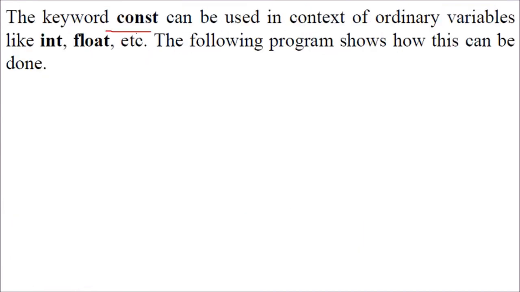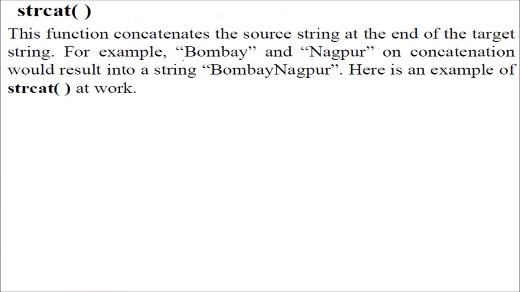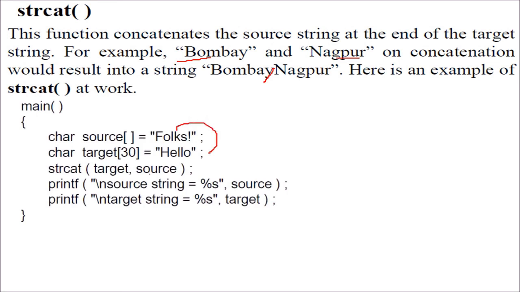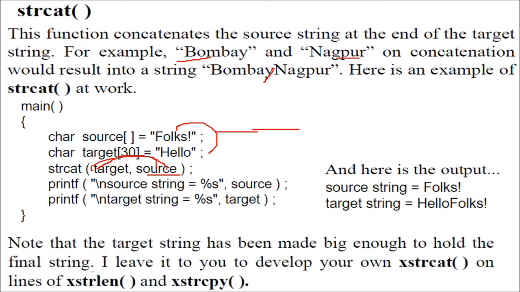So this const can be used as we used it with int and float. For example, this is pi 3.14. We said this is constant. Pi will never change. String cat is simply taking two strings and adding them together without a blank. For folks and hello, you say strcat source target. The source will be added to the end of the target. So the source string is folks and then the target string is hello folks. Can we write a function like xstrcat? Let us make it, and I hope you will be able to make it.